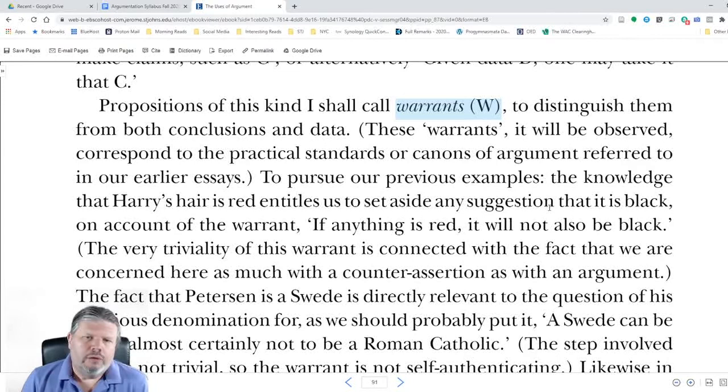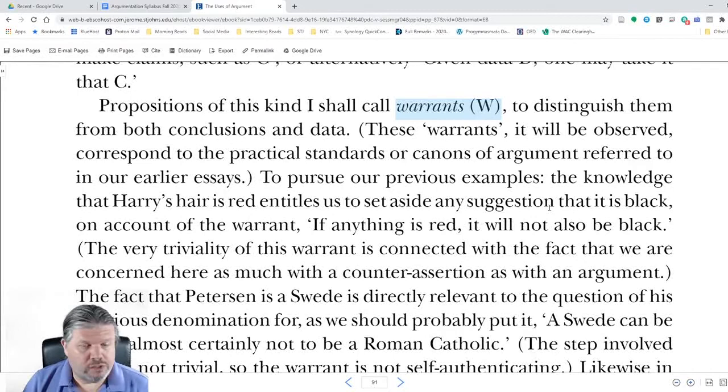Because we kind of know about the warrant, don't we? We kind of use that. We kind of know what that is. We use it all the time. Oh, the Jets are going to lose this weekend. Well, how do you know? How do you get there? Oh, well, have you seen them play the last few weeks? So what's the warrant there? The way a football team has played previously will most likely be how they will play this week. That's a warrant.